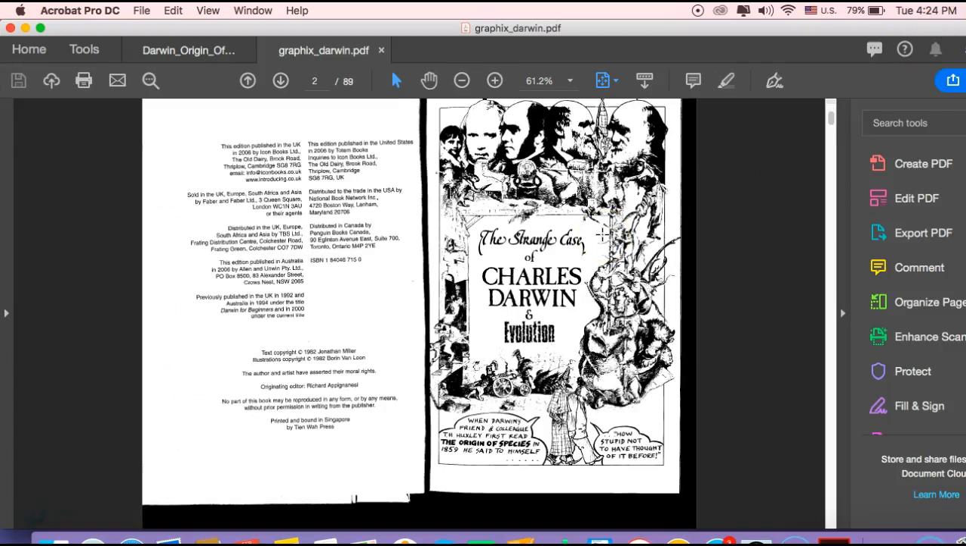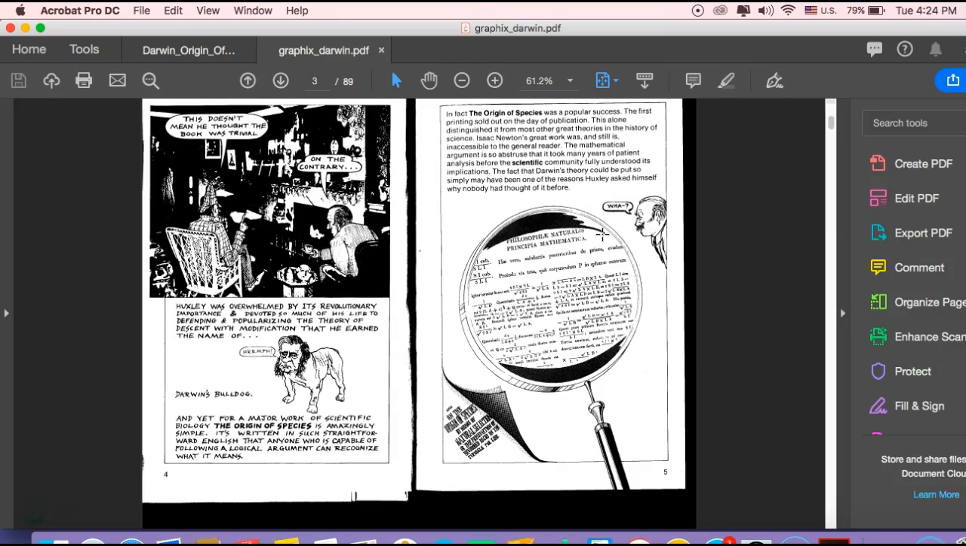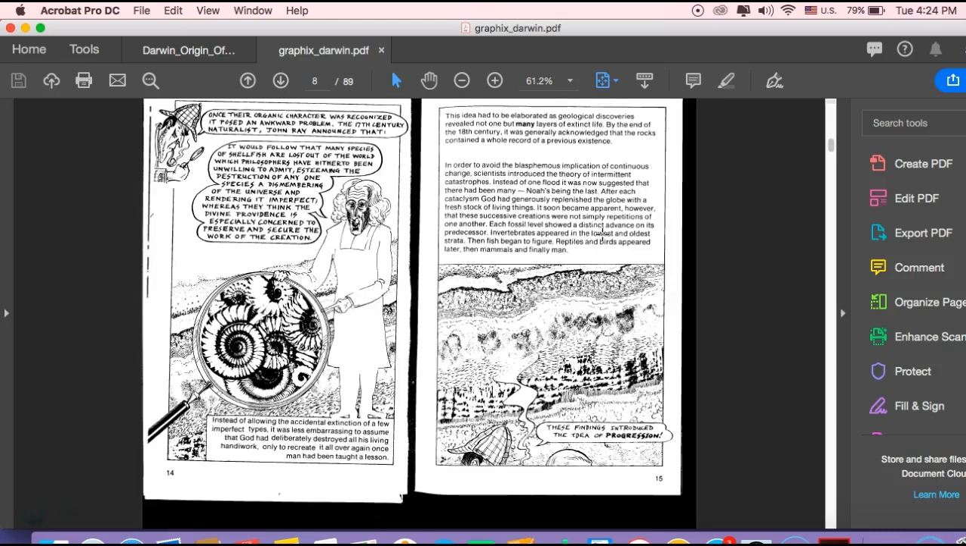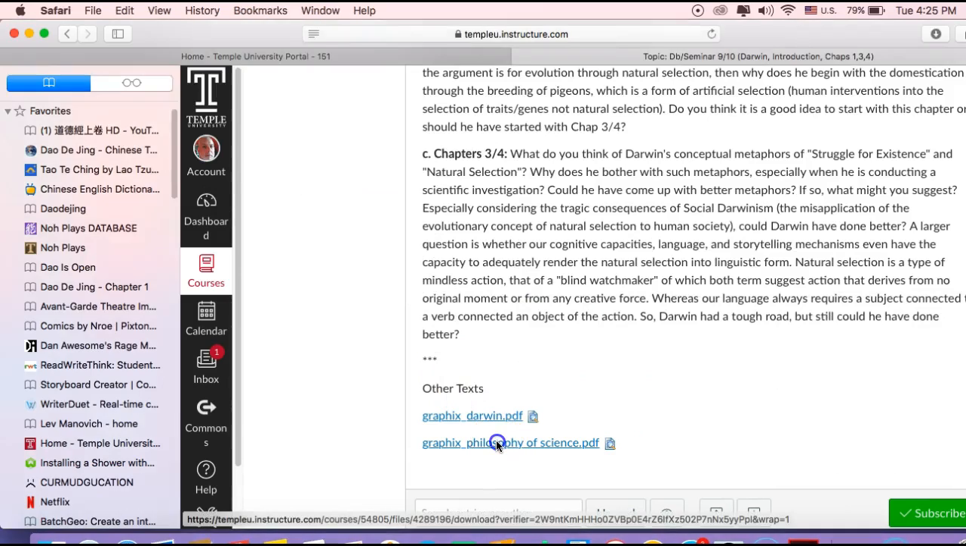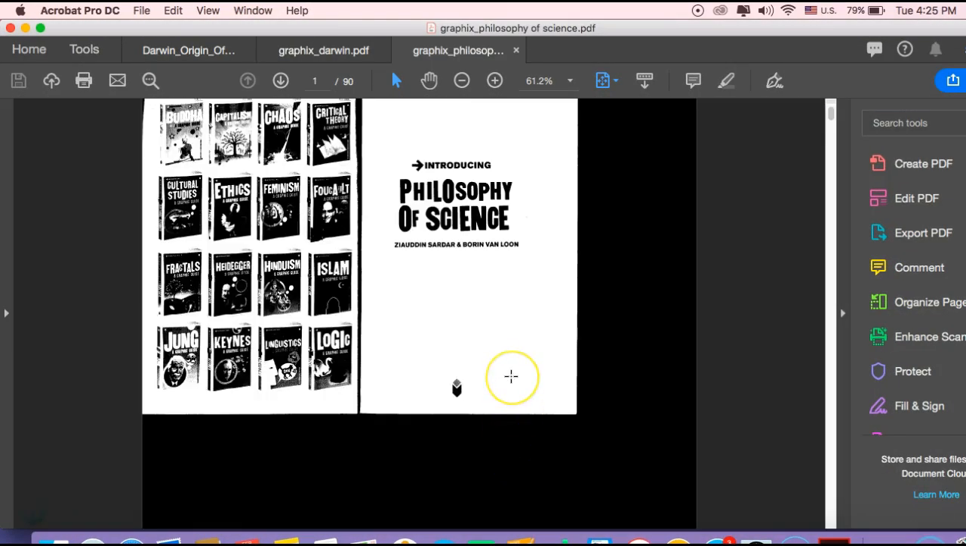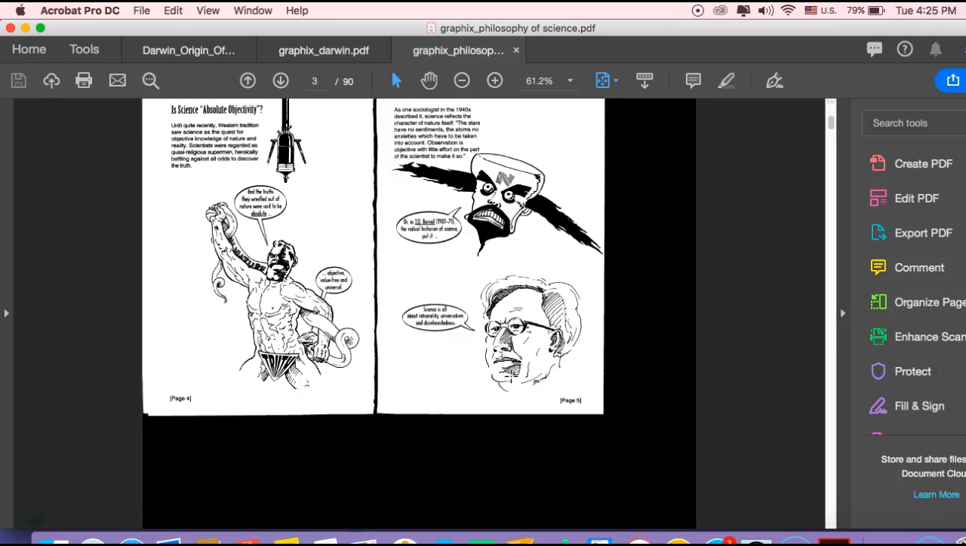Introducing Darwin with this cartoon-like mechanism is actually pretty good. It has a lot of good art in it and graphics, so I'd recommend it. Nice little shortcut. And then another one to look at here is the graphics philosophy of science. So philosophy of science is the critique of science on a philosophical level and on political levels. So this text is pretty good.